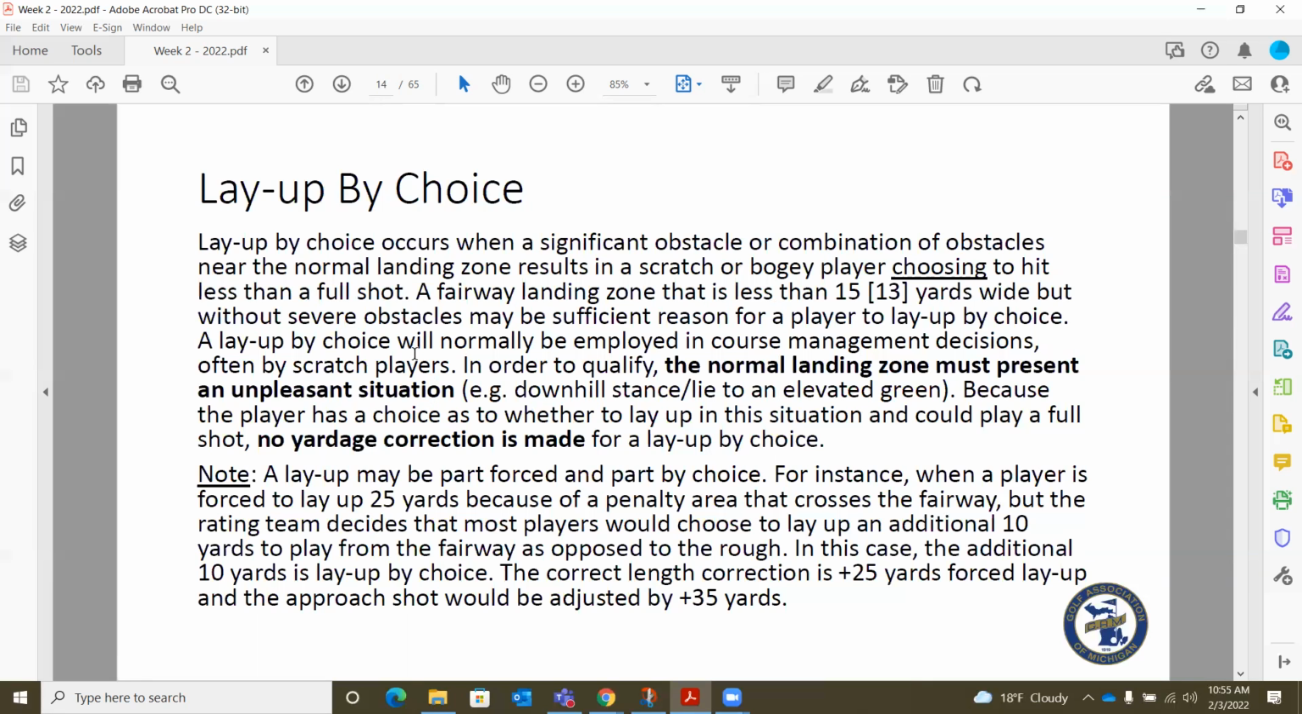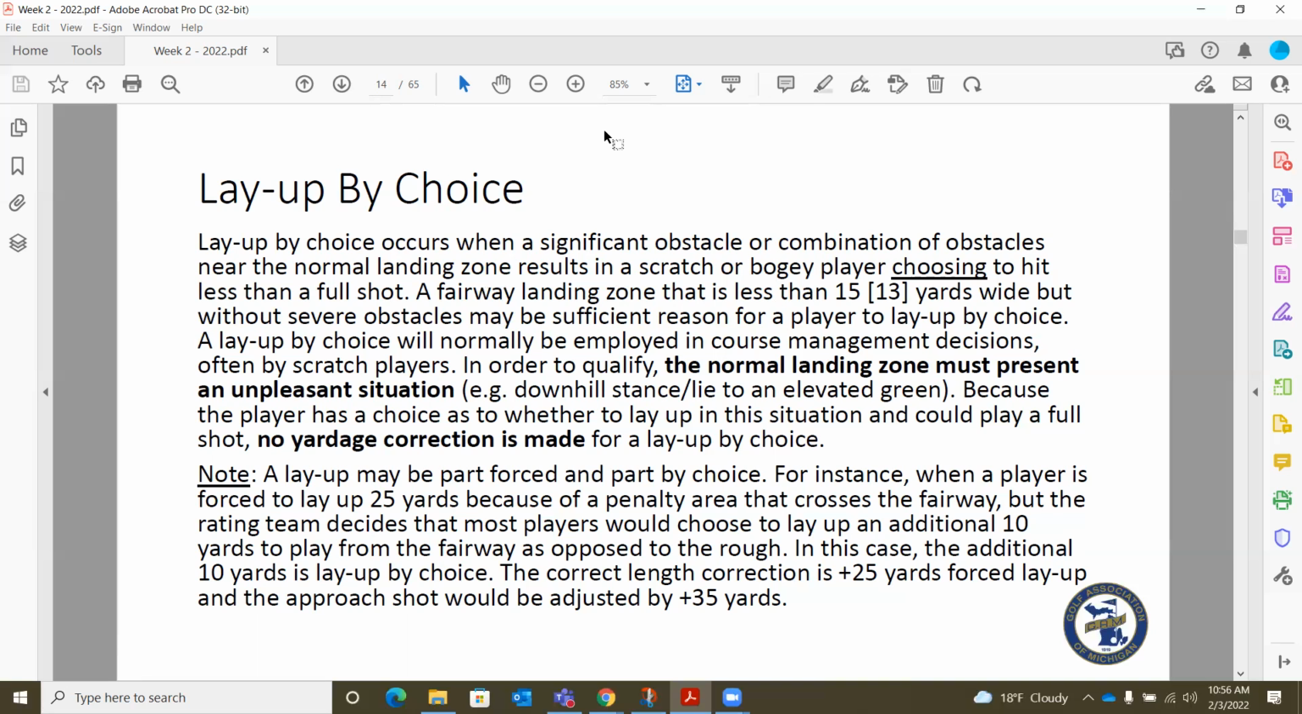Okay, and then we have our layup by choice, which again is different. And again, there are specific circumstances where this happens. We don't do this a ton, but when there is a significant obstacle or a combination of obstacles near the normal landing zone that results in a scratch or bogey player choosing to hit less than a full shot, a fairway landing zone that is less than 15 yards wide, but without severe obstacles, may be sufficient reason for a player to layup by choice. A layup by choice will normally be employed in course management, often by scratch players, but not necessarily, but typically scratch players.